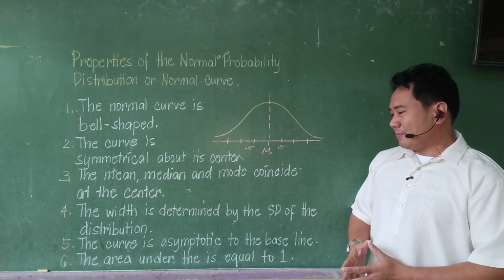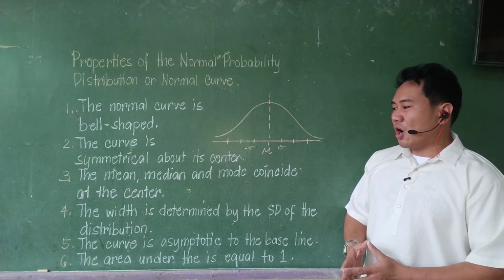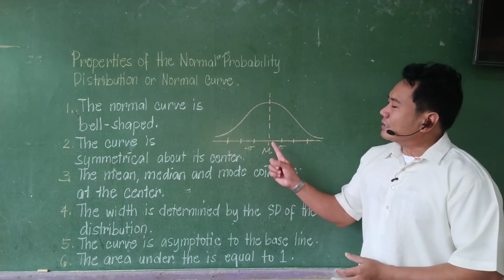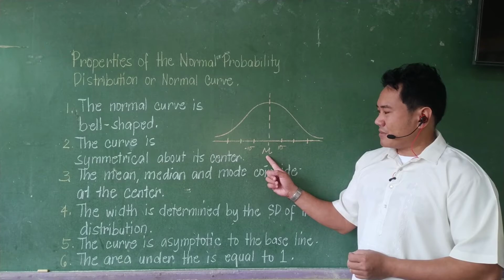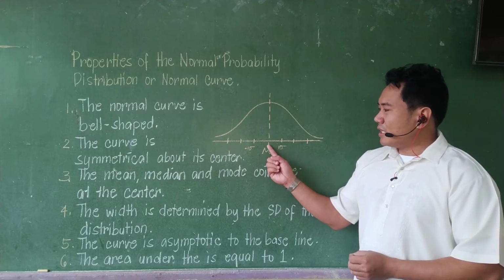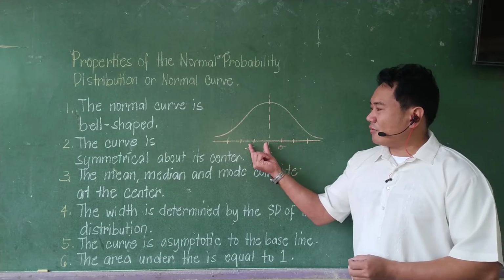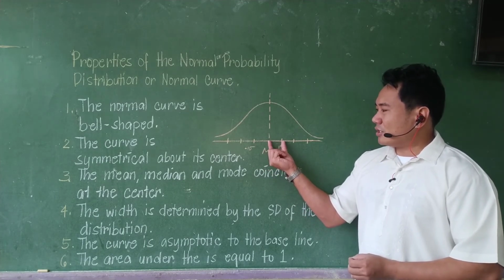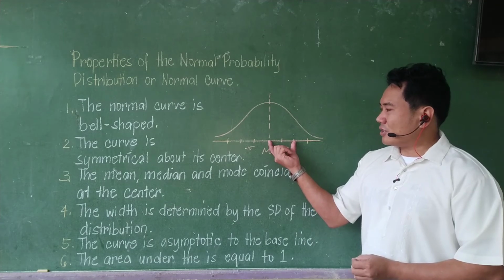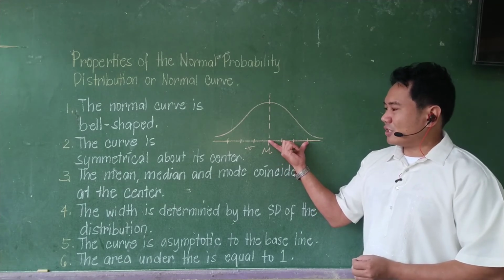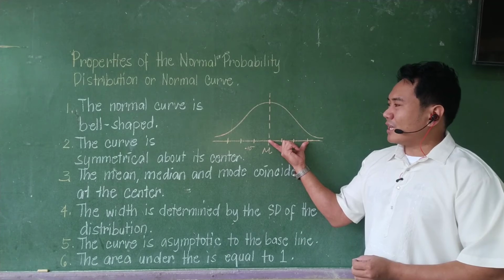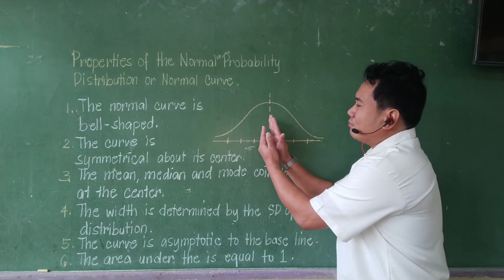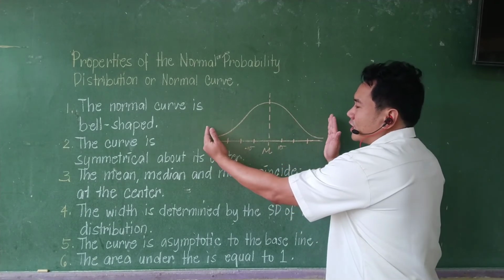The width is determined by the standard deviation of the distribution. The center of the normal curve is the mean. From the mean, you have standard deviations on both sides of the distribution. You have one standard deviation, two standard deviations, and three standard deviations. The deviation will tell us how wide the distribution or the normal curve is.